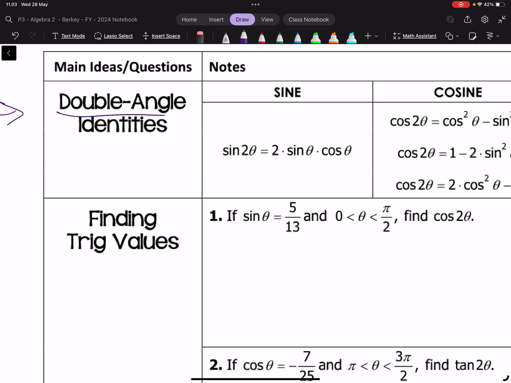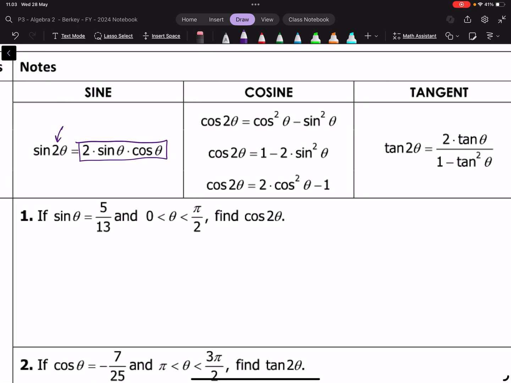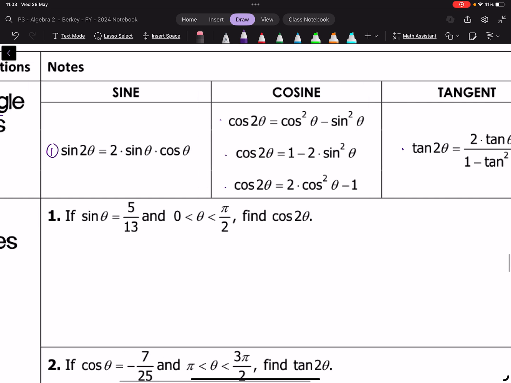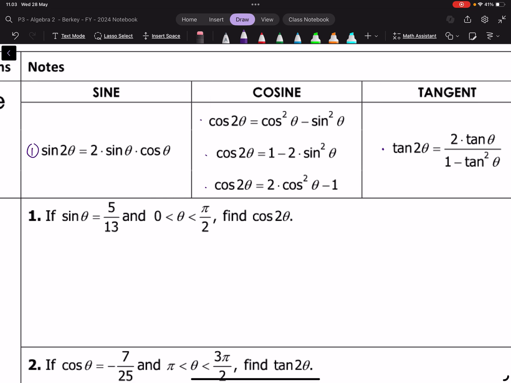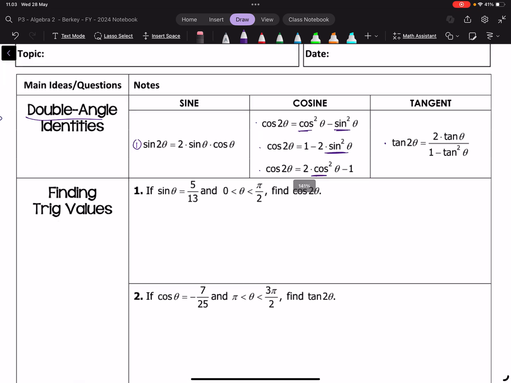Why is it called a double angle identity? Well, if I have sine of 2 theta, that is saying if I multiply the angle by 2, then there's an equation that I can use to find that angle. Notice there's only one equation for sine, 3 equations for cosine, and 1 equation for tangent. The 3 equations for cosine have differing capabilities, because you have a cosine and a sine in this equation, just a sine in this equation, and just a cosine in this equation. So you can use them depending on what information you have.